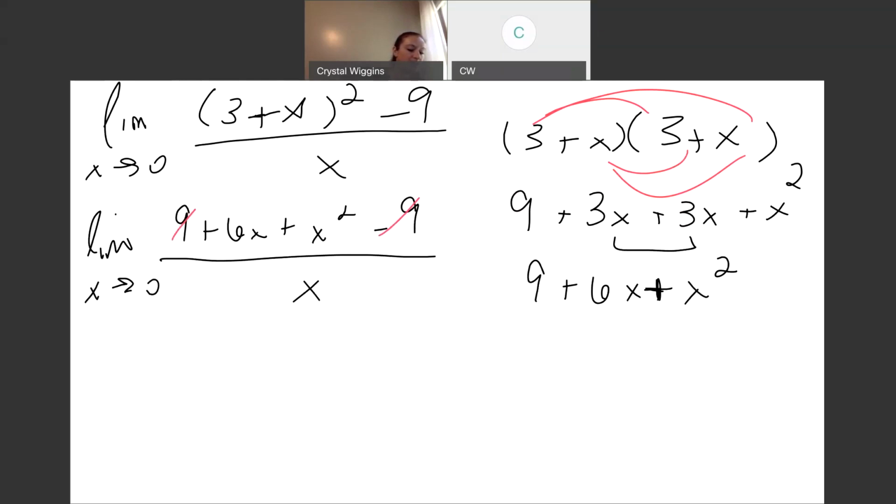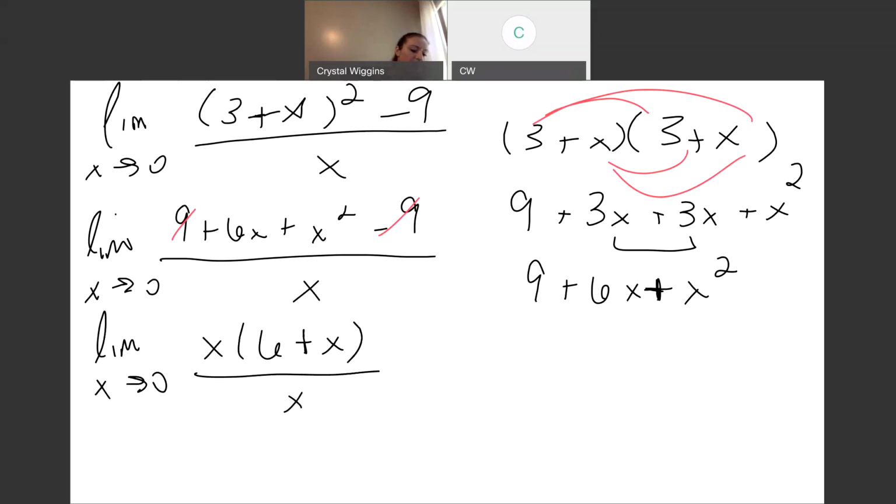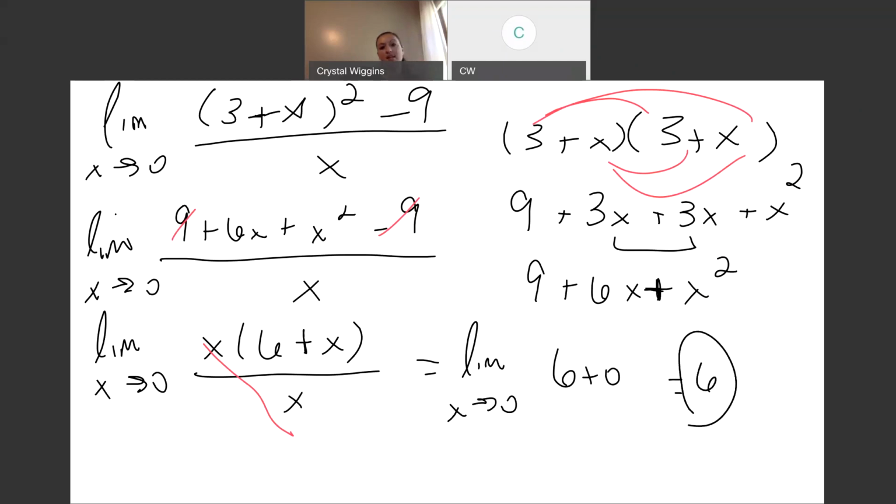Now my 9's cancel. Again, my goal is to eliminate the problem in the denominator. So I now have two terms left that both have x's in them. So I'm going to factor out the x. So I'm going to have x times (6 plus x) over x. Remember, you can only cancel things when they're connected through multiplication, or you're doing very bad algebra. And now I have an equivalent statement where I can do a direct substitution with what's left by placing 0 in the formula that's left, 6 plus x, which is 6 plus 0. And that leaves me with a limit of 6.